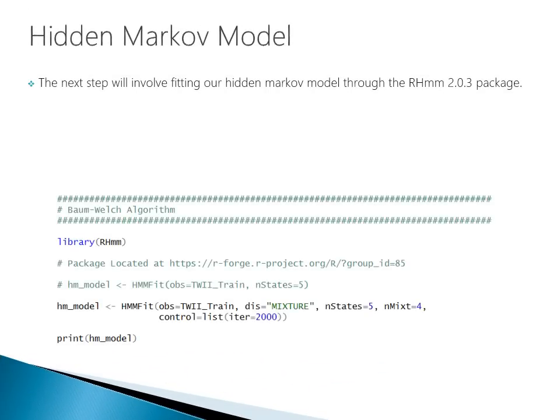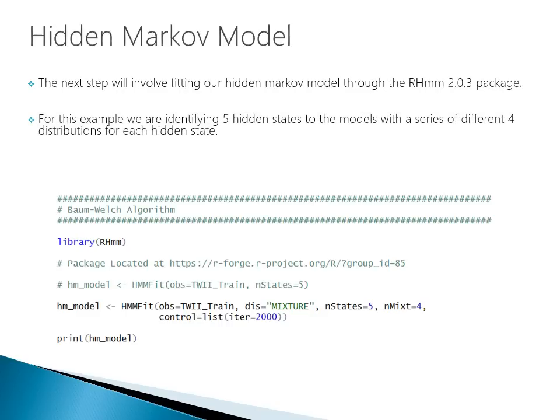The next step will involve fitting our hidden Markov model through the RHmm 2.0.3 package. Now, this is a package that has been deprecated from CRAN. So you might have to either install an archived older version or go to R-Forge and get the most current one. But in this case, I'm using the 2.0.3 package.